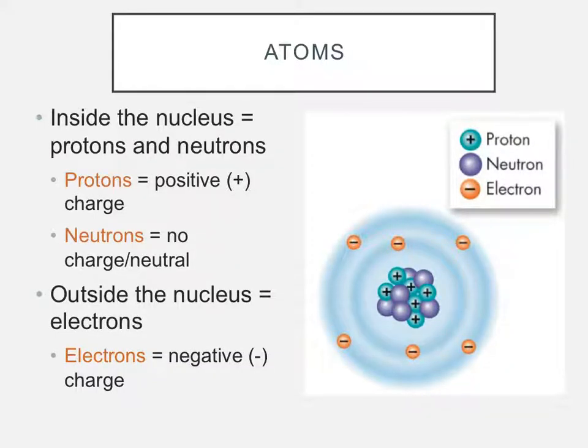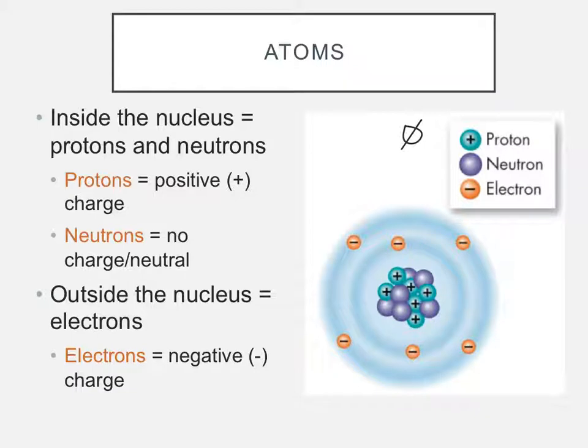In the nucleus of the element, which is here, we have protons, and protons have a positive charge on them. And we have neutrons, which have a neutral charge on them. A lot of times I'll abbreviate neutral as a zero with a line through it, meaning that there's no charge on that subatomic particle. Outside the nucleus, you have electrons flying around. Electrons have a negative charge on them.